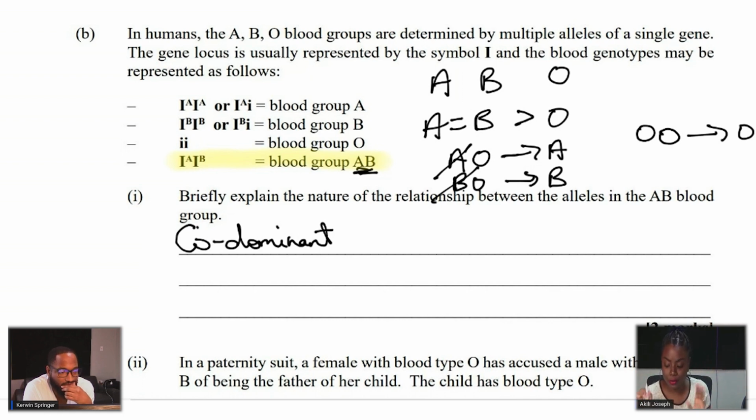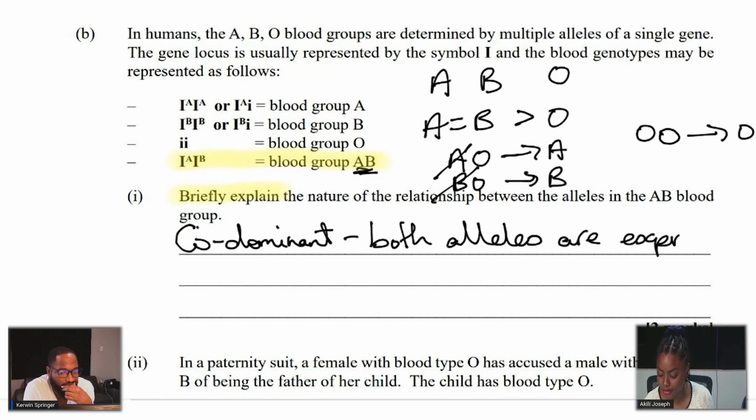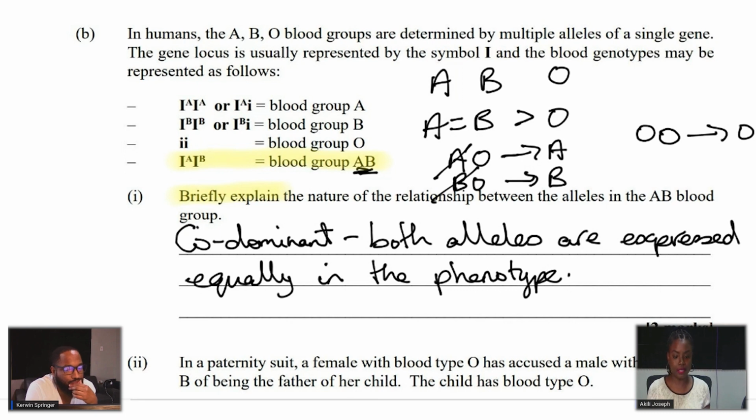But again, in questions, they say briefly explain. So just writing a term there is not enough. You need to briefly explain. So co-dominant here is just going to show that both alleles are expressed equally in the phenotype. Nice. Right? So A and B are both expressed equally in the phenotype. Understand? So we're getting like 2 marks there.